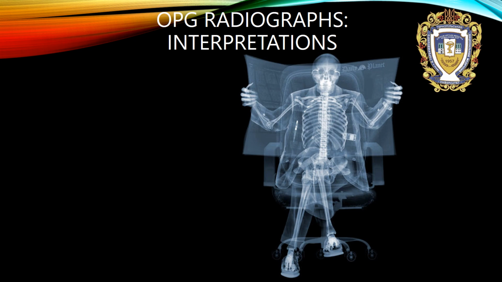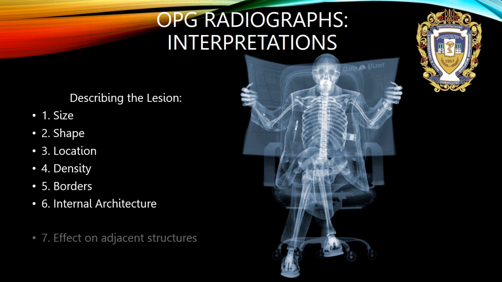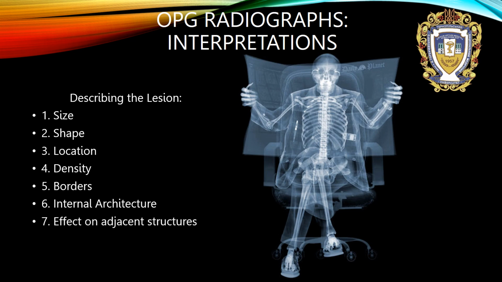Interpretations of OPG. Describing the lesion. Every lesion must be described with size, shape, location, density, borders, internal architecture, effect on adjacent structures.